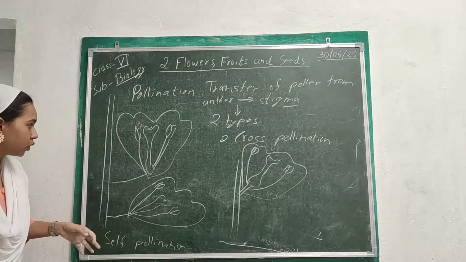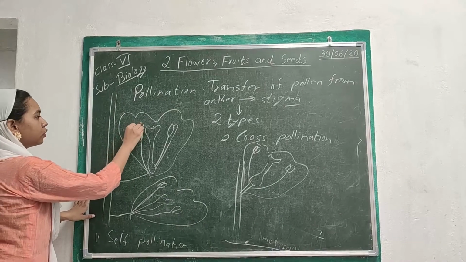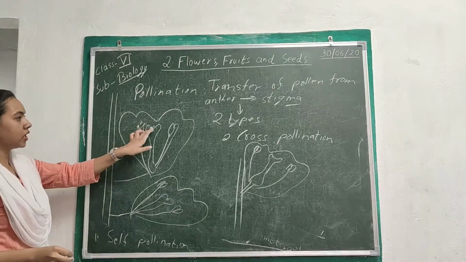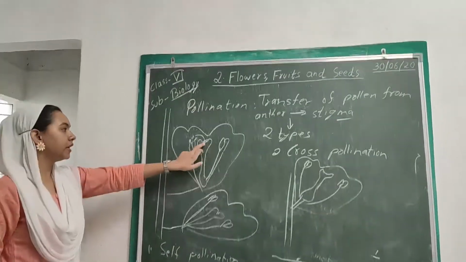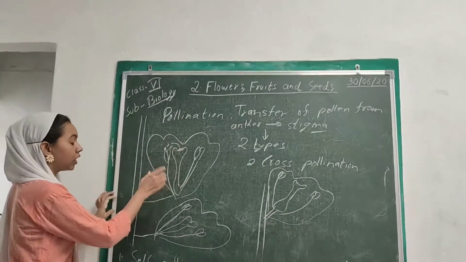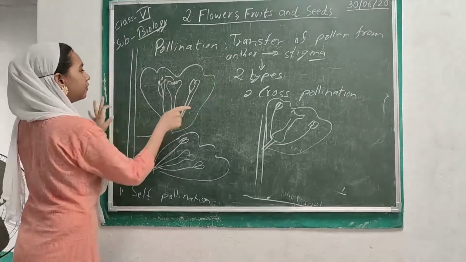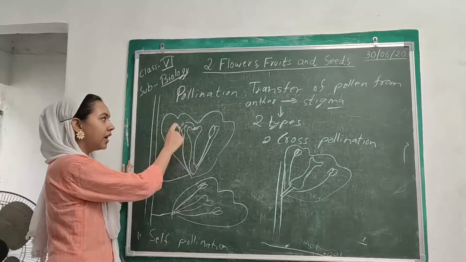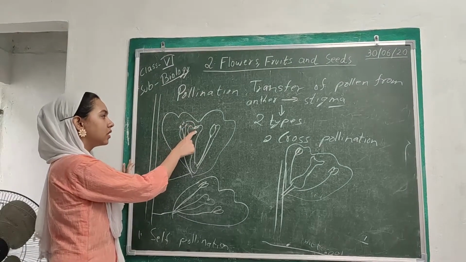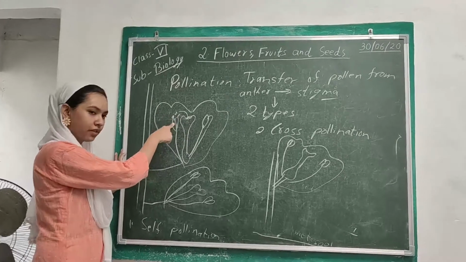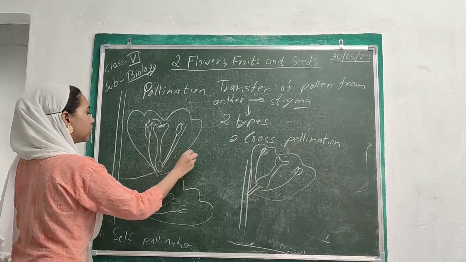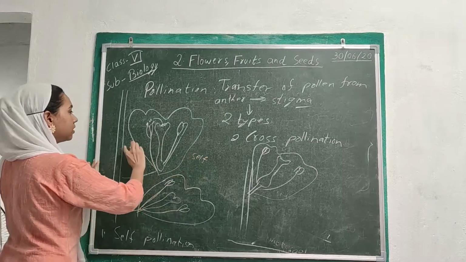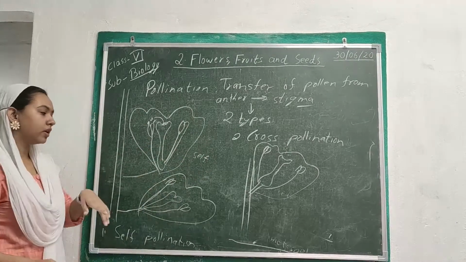Then, suppose the pollen grains are produced in this anther and then get transferred to this stigma. Notice here that the anther and the stigma are of the same plant, of the same flower. See, it is the same flower. The pollen is produced within the same flower and is transferred to the stigma of the same flower. Okay, this is known as self-pollination. Why? Because it is taking place only within one flower.